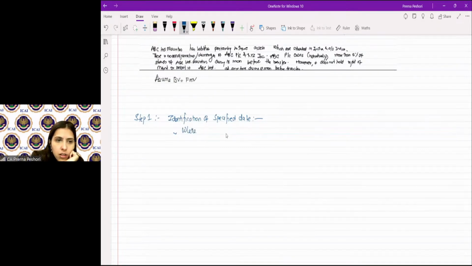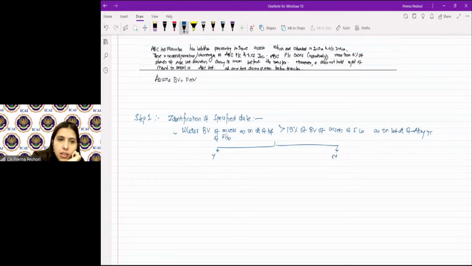Whether the book value of the assets as on the date of transfer of the foreign company is greater than 115% of the book value of assets of the foreign company as on the last date of the accounting year. If the answer is yes, then the date of transfer is your specified date. Otherwise, it is the last date of the accounting year.